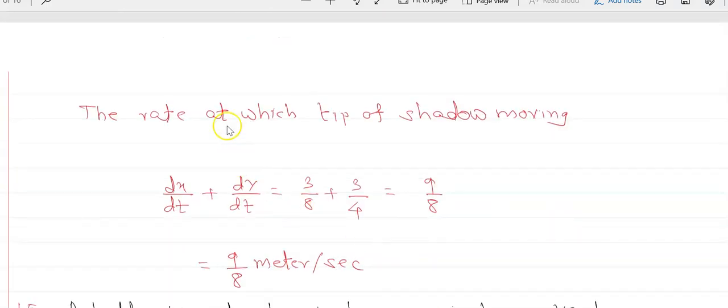Now the next is the rate at which the tip of the shadow is moving. That is, dx upon dt plus dy upon dt is equal to 3 by 8 plus 3 by 4, which is nothing but 9 by 8. The tip of the shadow is moving at 9 by 8 meter per second. Now the next problem.